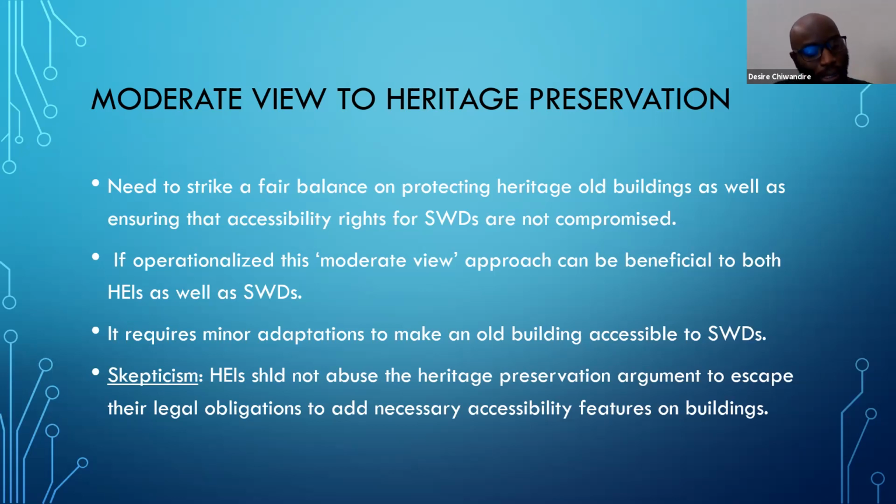And among these participants, there were also other participants who were quite skeptical of universities perhaps using the historical heritage preservation argument to actually escape their obligation to add necessary accessibility features on the buildings. So this could include the ramps. Some of the participants were saying that universities say this is a heritage building, but just adding a ramp does not necessarily alter the structure of the building.